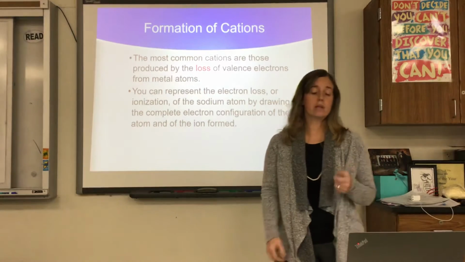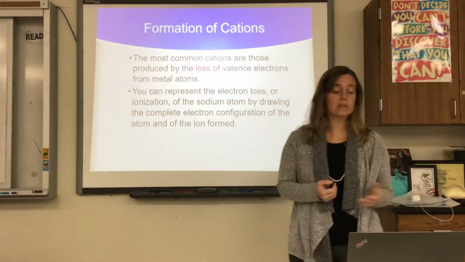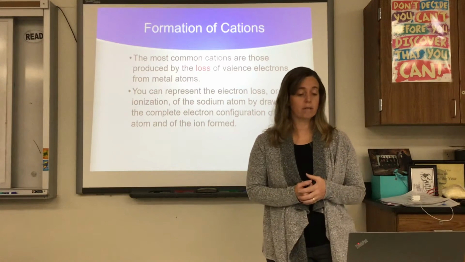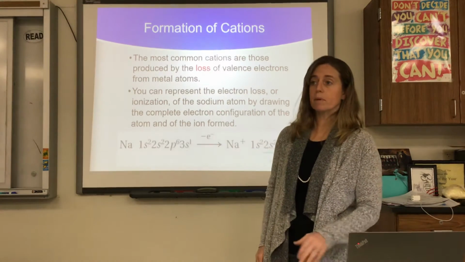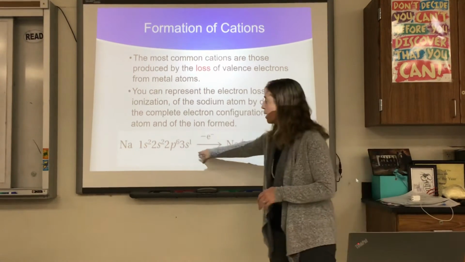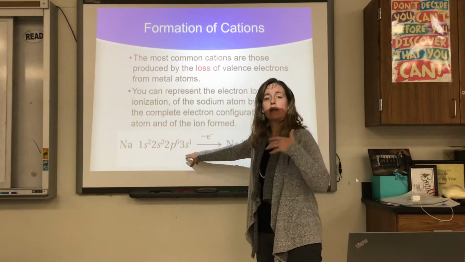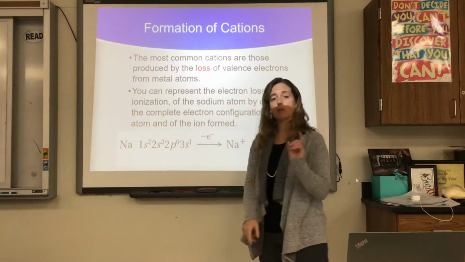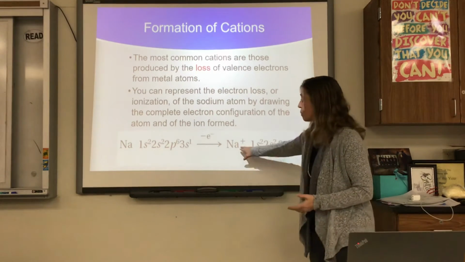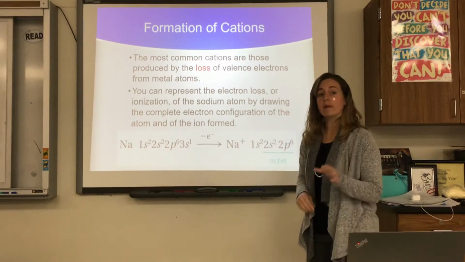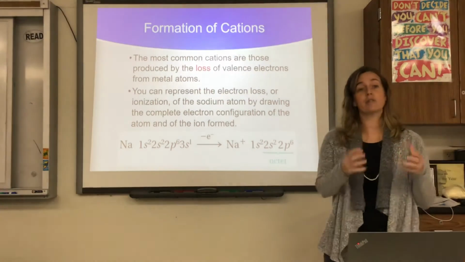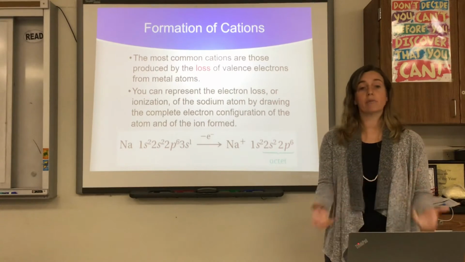So you can represent the electron loss, or what we call ionization, of the sodium atom by drawing the complete electron configuration of the atom and the ion formed. So, as you can see, what happens here is you have your electron configuration and that outermost electron. So sodium has 1 valence electron. When sodium loses that valence electron, it becomes a sodium ion. When that happens, it now takes on the same electron configuration as a noble gas, meaning it's inert. It doesn't react with anything.